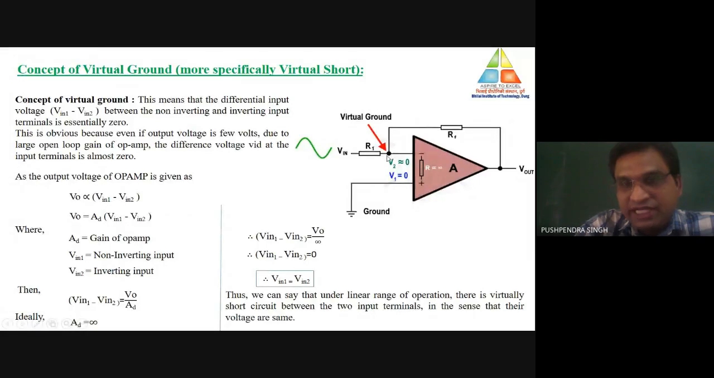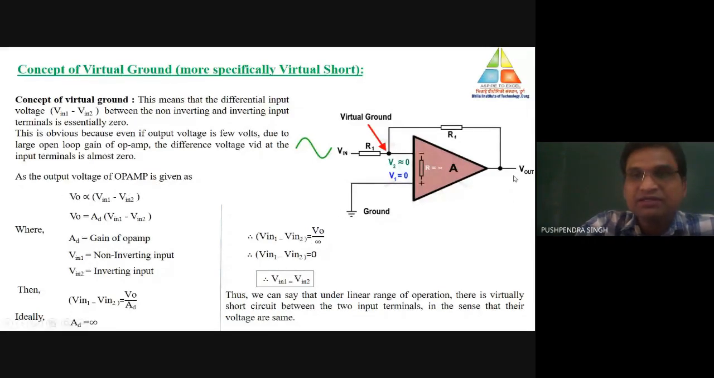As per the concept of virtual ground, inverting terminal voltage must be equal to non-inverting terminal voltage. And if non-inverting terminal voltage is connected to ground, then inverting terminal voltage will also be connected to ground. The concept of virtual ground. Really, it is not connected to each other. Actually, it is not connected to each other, but virtually both the terminals are connected to each other. How? Let's see this simple calculation.